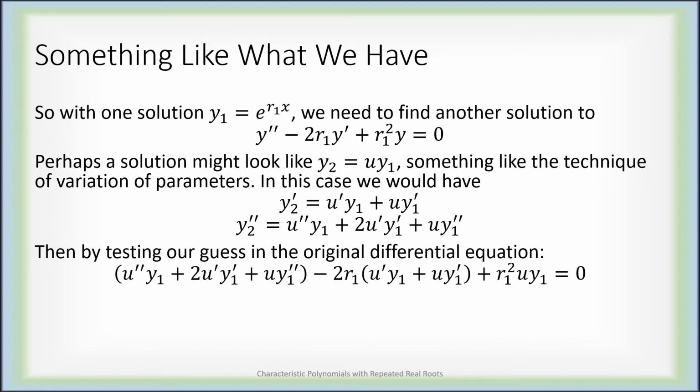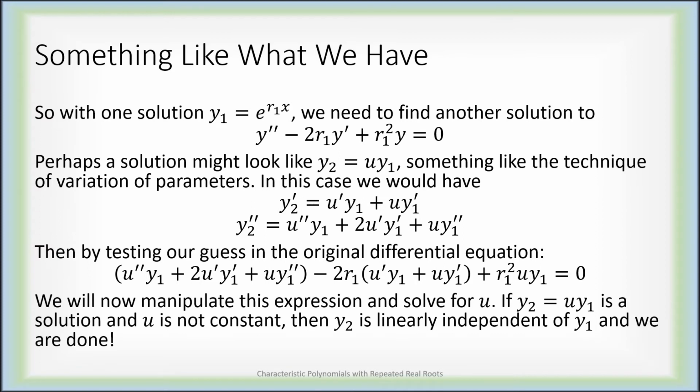And I get y2 double prime minus 2r1 y2 prime plus r1 squared times y2 should equal 0. So it looks like a big giant mess at this point. But we're going to manipulate this expression and solve for u. If I can solve for what the function u could be, then I just set y2 equal to u times y1, and I'll have found a second solution. As long as u is not a constant, then y2 is not a constant times y1, and they are linearly independent, and we're done. So we're solving this for u and hoping that u is not just a constant.